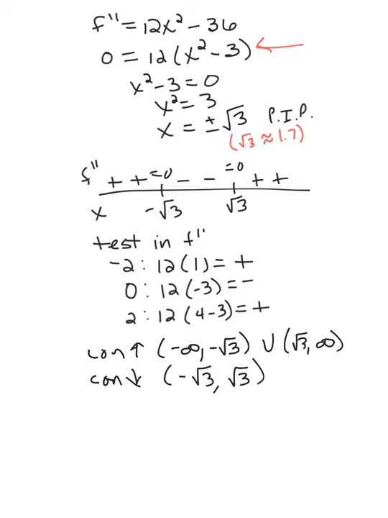Because we did change sign on each side of both of these radicals, they are inflection points. So we have inflection points at negative square root of 3. Putting that into the original, you get -40. And at positive square root of 3, which in the original also gives you -40.